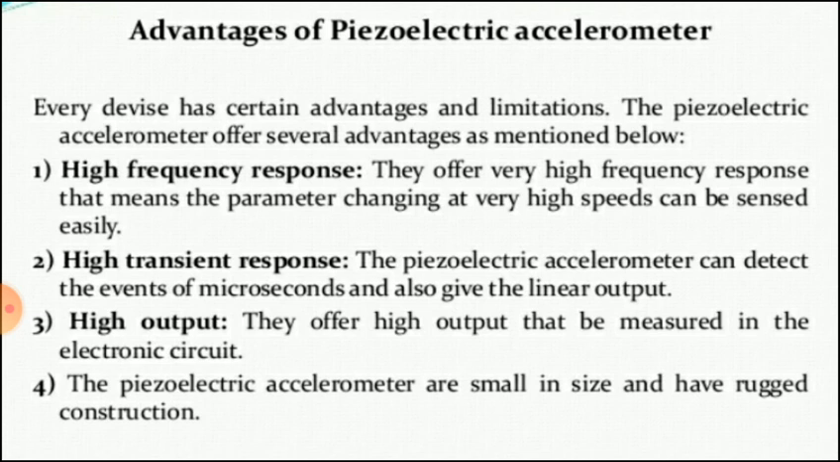Some advantages: high frequency response. They offer very high frequency response. That means a parameter changing at very high speeds can be sensed easily. Second is high transient response. The piezoelectric accelerometer can detect events of microseconds and also give a linear output. Third is high output. They offer high output that can be measured in the electronic circuit. And fourth, it is very small in size and has rugged construction.